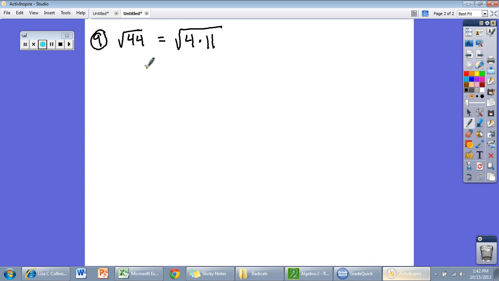So all I've done here is written 44 as two separate things. What I want you to do is always circle what is the perfect square. So in this case, that is 4. That means we're going to be taking the square root of 4. So we're doing the square root of 4 times the square root of 11. So the square root of 4 is 2. The square root of 11 cannot be simplified any further. So our final answer here is 2 times the square root of 11. That's how we would simplify the square root of 44.